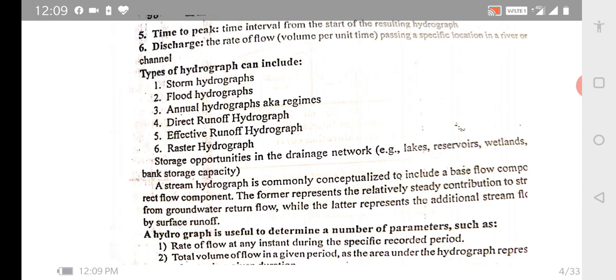Now there are different types of hydrographs, which are known as storm hydrograph, flood hydrograph, annual hydrographs, direct runoff hydrograph, effective runoff hydrograph, and raster hydrograph. So a stream hydrograph is commonly conceptualized to include a base flow component and a surface runoff component. The former represents the relatively steady contribution from groundwater return flow, whereas the latter represents the additional stream flow from surface runoff.